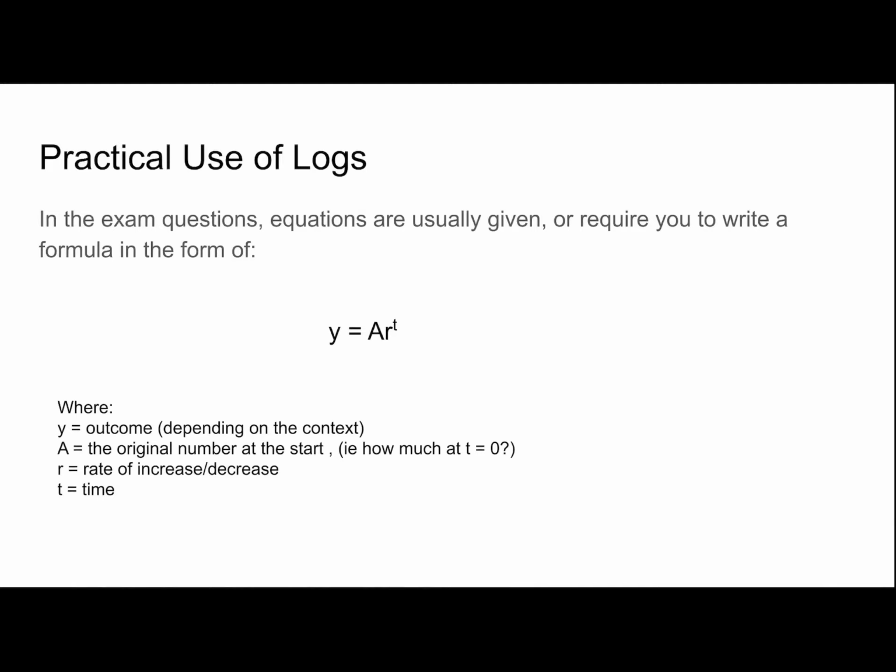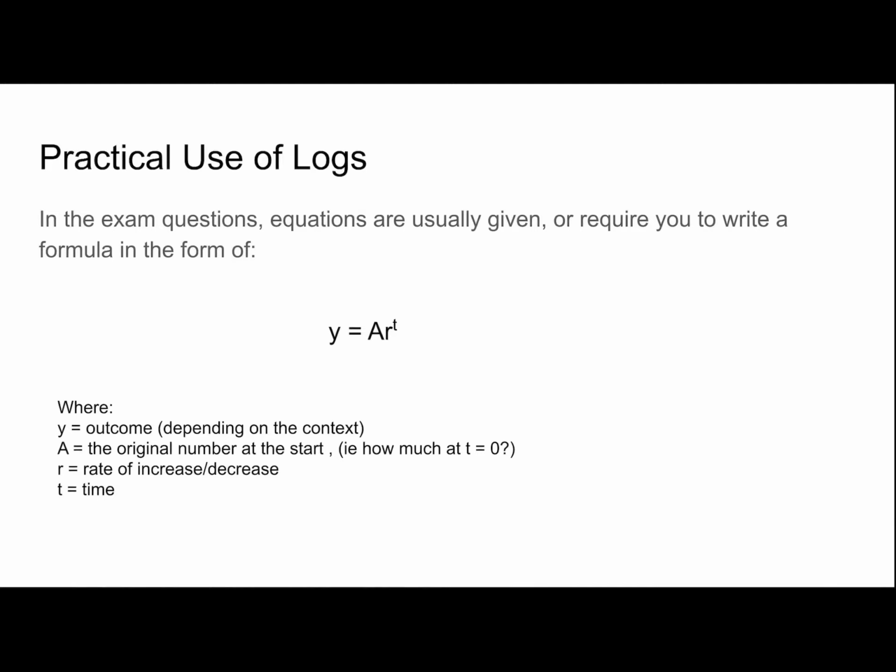That's our y value. Our a value is the original number at the start. So we can say this person has $1,000 in the bank, and this money increases by, for example, 10% every year. Our a value would be 1,000 because that's how much the person starts with. So when t equals 0, the person has $1,000 in the bank. Our r is the rate of increase or decrease. Coming back to our example, this person has $1,000 and it increases at a rate of 0.1 per year. So our rate of increase or decrease is basically how the money is changing over time.